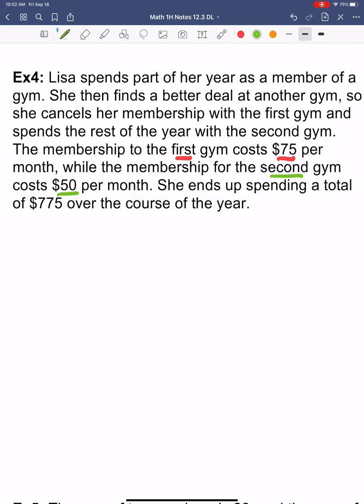So those are going to be our variables. Usually there's two different variables here. Okay, so I'm going to label those as X for my first gym. That's the first gym I went to. And Y is going to be my second gym. That's the second gym that I went to.